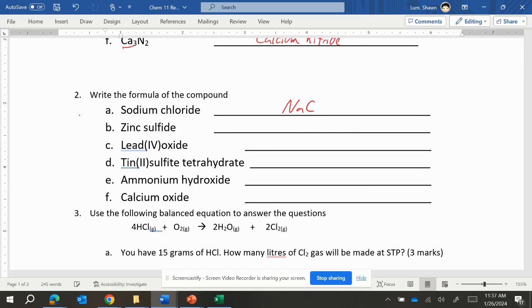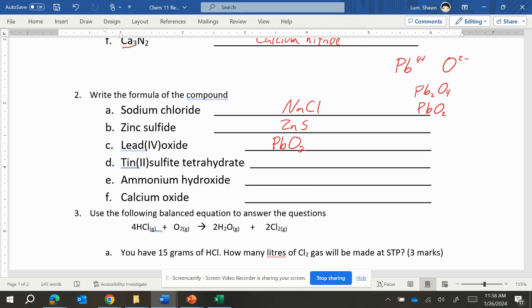Sodium chloride, zinc sulfide. Zinc is 2 plus, sulfide is 2 minus, so therefore there's no numbers there. Lead is Pb, oxygen is O. Lead is 4, oxygen is 2 minus, and then common denominator, take a 2 out of both of them, so it'd be PbO2. Okay, so if I did that too fast, again, Pb, it says it's 4 plus, oxygen is 2 minus. When you swap and drop, Pb2O4, take a 2 out of each one of them, reduces down to PbO2.